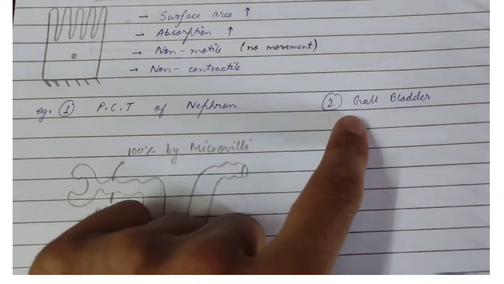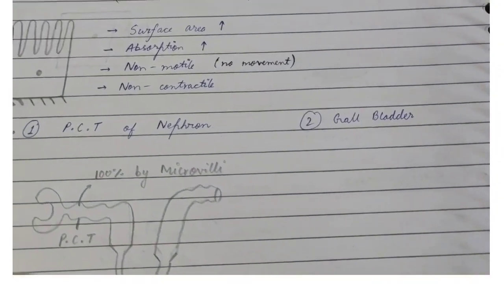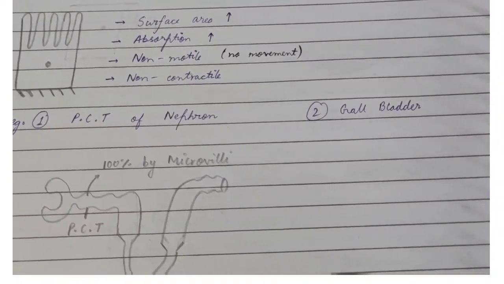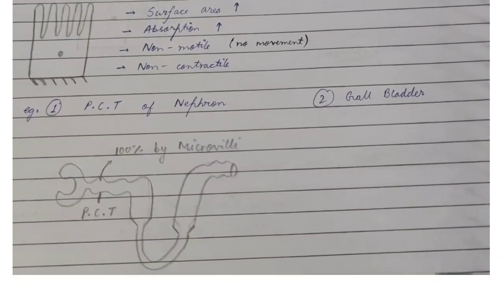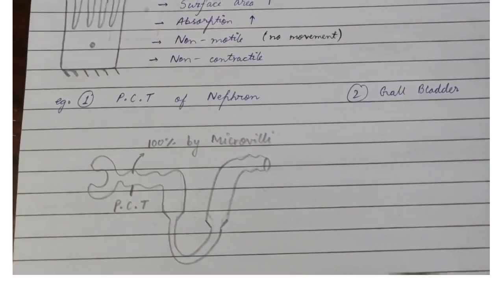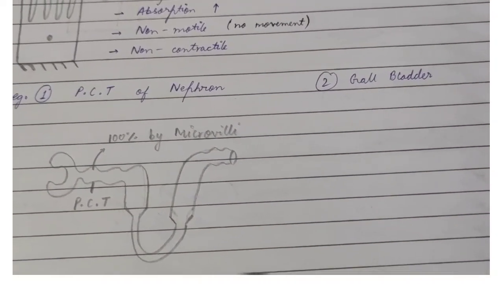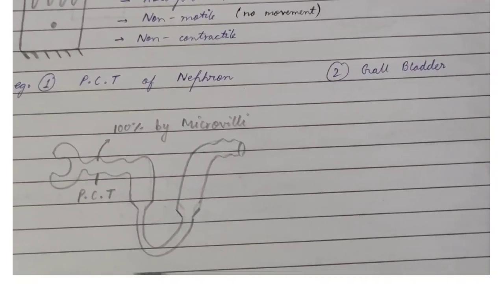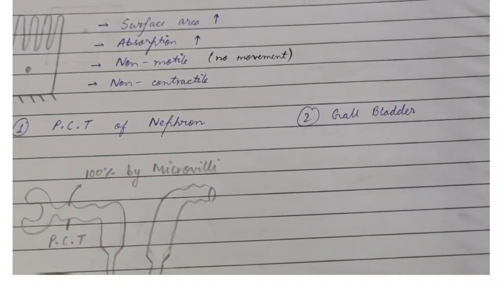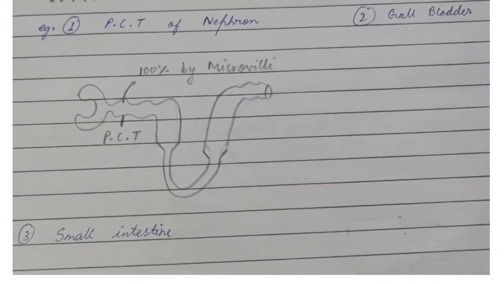Then there is the gallbladder. We all know that the gallbladder stores the bile juice secreted by the liver, but the bile juice secreted by the liver contains a large amount of water in it. So in the gallbladder there are microvilli present which absorb 98 to 99% of the water and make it more concentrated. So today we learn another function of the gallbladder. First, it stores the bile juice; second, it absorbs the water from the bile juice and makes it more concentrated. Third example is the walls of the small intestine.